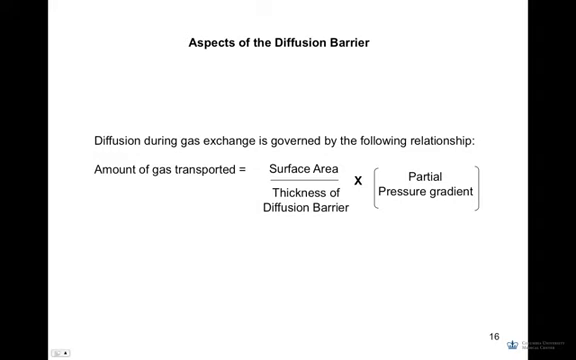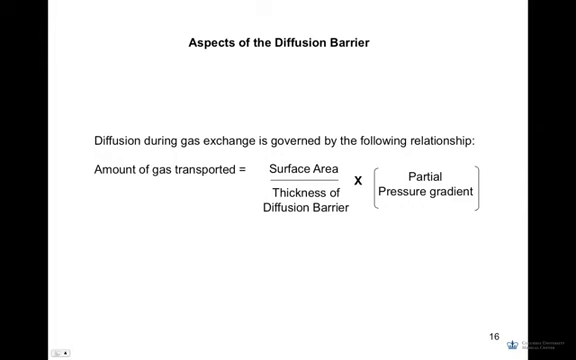Okay? So the amount of gas that's diffusing or being exchanged is equal to the surface area available, right, for diffusion times the size of the partial pressure gradient, and then inversely proportional or divided by the thickness of the diffusion barrier. So immediately we recognize that here we have three aspects of Fick's law, right? Fick's law was the several characteristics that will determine the rate at which diffusion occurs. And here are three of these Fick's law parameters.